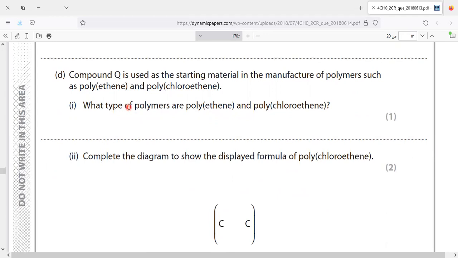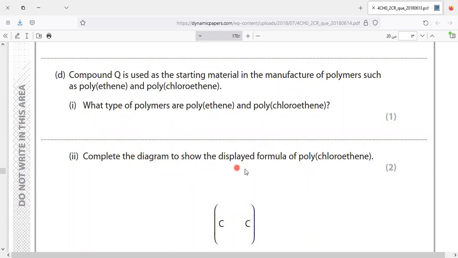Compound Q is used as the starting material in the manufacture of polymers such as polyethylene and polychloroethylene. What type of polymers are polyethylene and polychloroethylene? You have two types of polymer: addition polymerization and condensation polymerization. This one, addition. Any alkene will form addition polymerization.